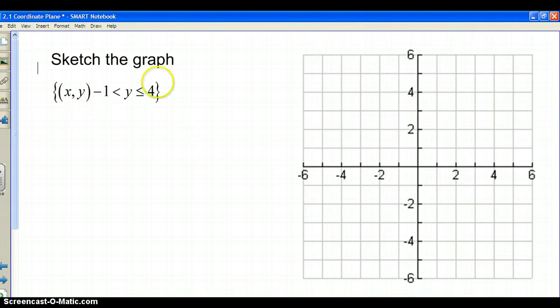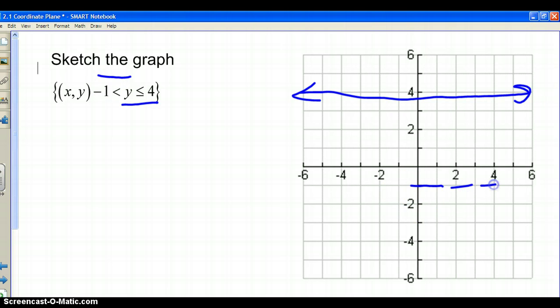Let's try this one. As soon as you see Y, let's look at that part of this. Y is less than or equal to 4. Let's see, it looks like a horizontal line at 4. Y is bigger than -1. So Y equals -1 looks like this, but I think it's going to be dotted. And Y is sandwiched in between the two, and so the shading is going to be in between the two there.